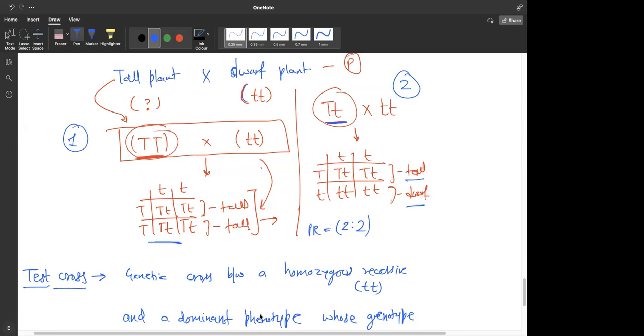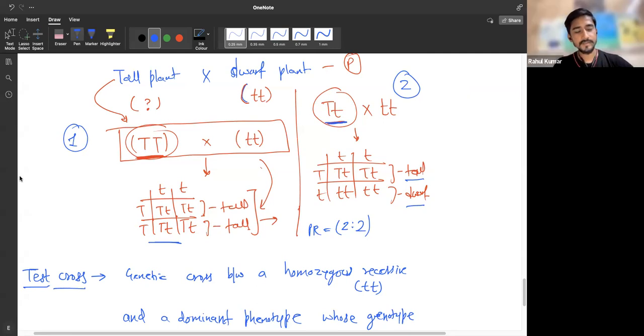Excuse me, sir. Yes, please. Sir, I am getting a doubt again, sir. When we didn't know that the tall plant is both capital T or small t, then how can we cross it, like in the generations? How do we get the ratios then if we don't know the tall plant?